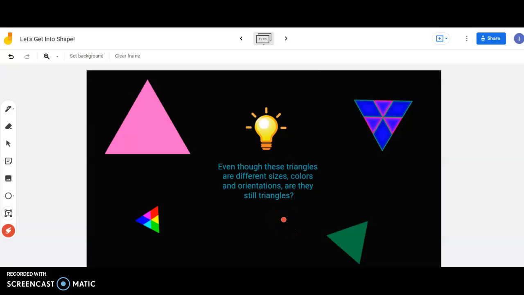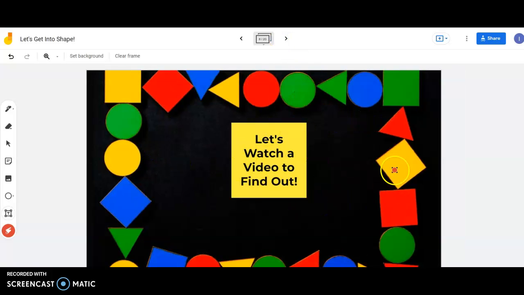I want you to think about this in your head for a minute, and then we're going to watch a video. So I would give students a minute's time to really just ponder this question, and then we would move on to our video that's going to tell us if they are still triangles, even though they're different sizes, colors, and orientations. Let's find out.